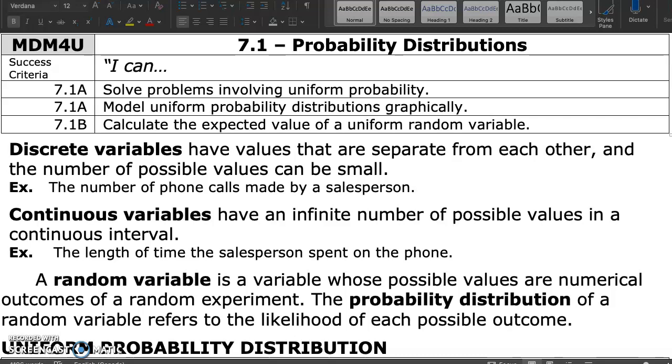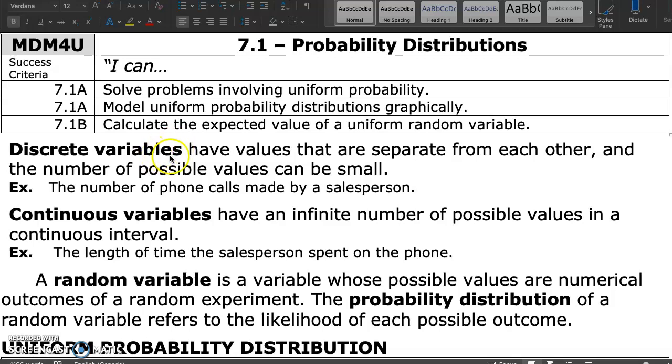MDM4U 7.1 probability distributions. So the first thing we're going to do is distinguish between discrete variables and continuous variables. So in probability experiments, we're often measuring some outcome. We call this the random variable. And that numerical value can fall into one of these two types.